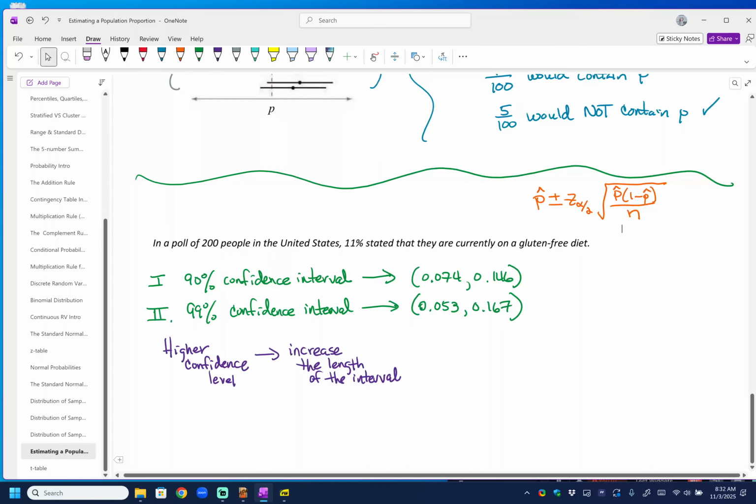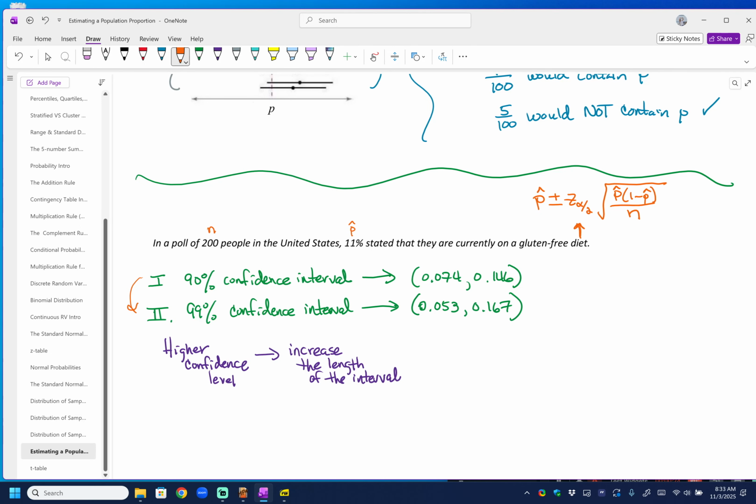Note that this fact should make sense logically as well, only because if you look at the formula here, when I computed this interval versus this interval, p hat and n are going to stay the same. N is here and p hat is here. Those aren't going to change, which means the only thing that's going to change when I increase the confidence level is the critical value here, because alpha is going to change.